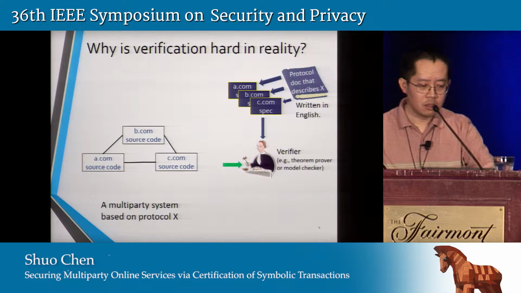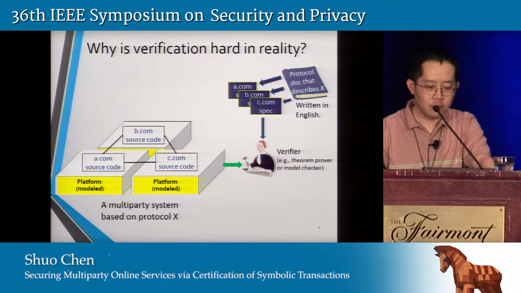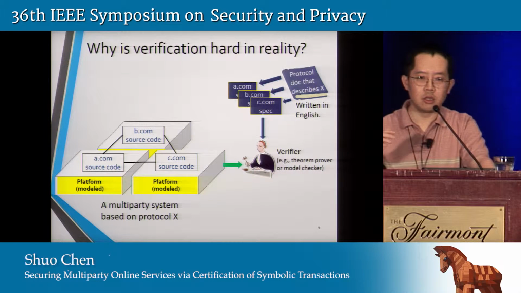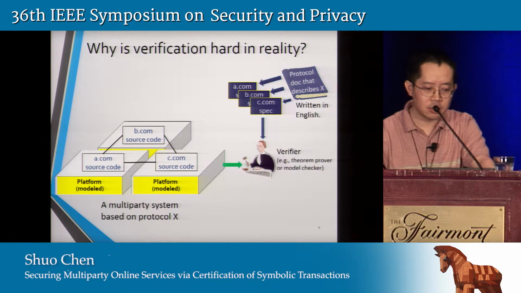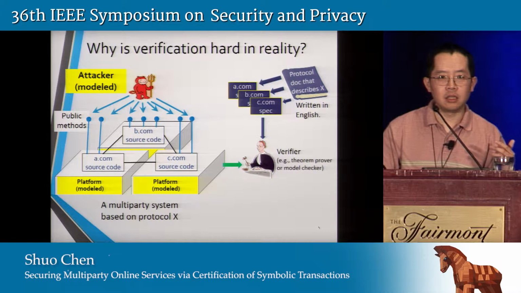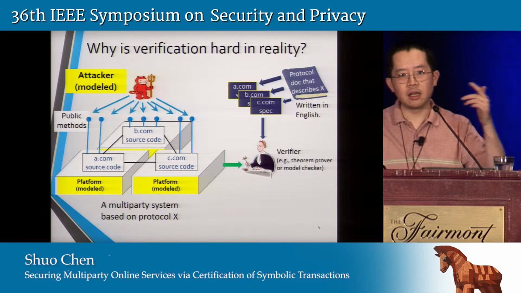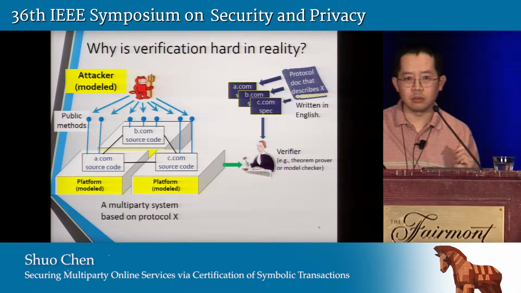And second, the source code runs on top of the system platform, which needs to be modeled. And furthermore, since we are talking about services, the source code exposes public methods that can be arbitrarily invoked by the attacker. So the modeling of the attacker and the platform can be very subjective and very challenging.